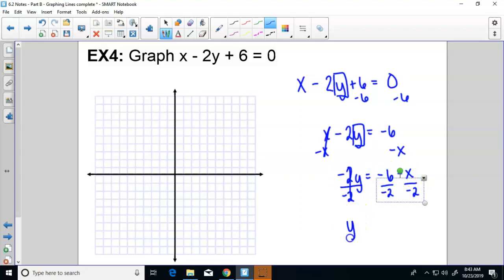So I get y equals, Aiden, what's negative 3 divided by negative 2? Negative 3 divided by negative 2? I'm sorry, negative 6 divided by negative 2 is 3. Good.